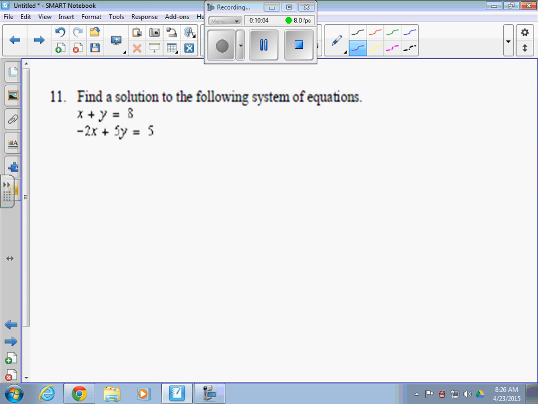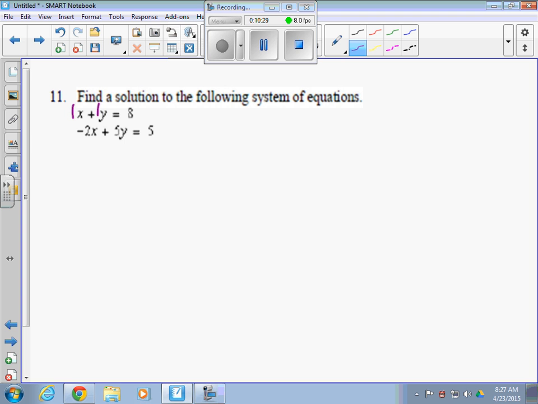Number 11 tells you to find a solution to the system of equations. Remember, you can use the elimination method or the substitution method, or you can graph them and estimate where it goes and plug that value in. That's usually the least desirable way to do it. This one's set up nice and neat to use the elimination method because we have 1 for each one of these coefficients. Remember, we need opposite values.